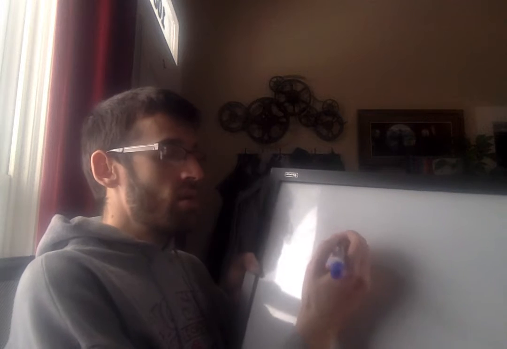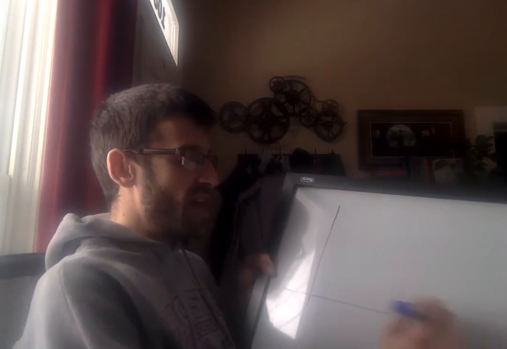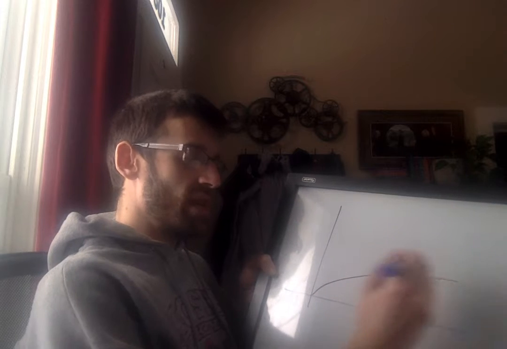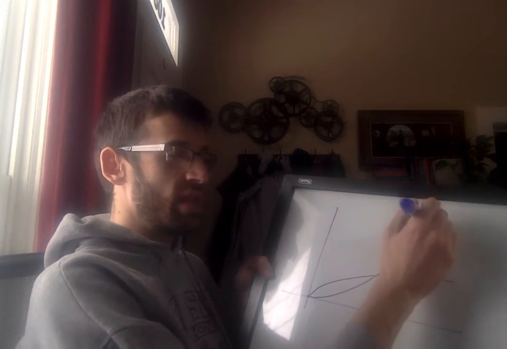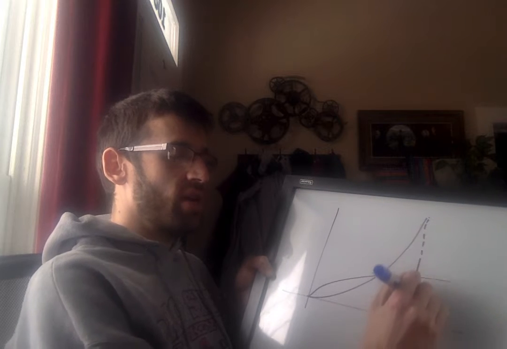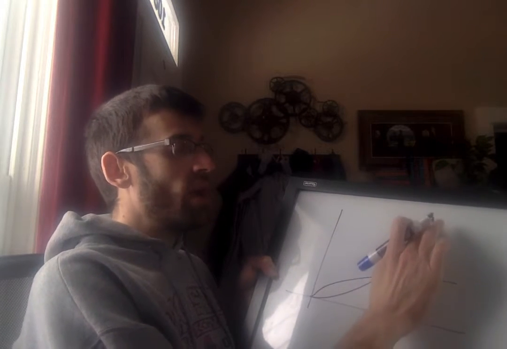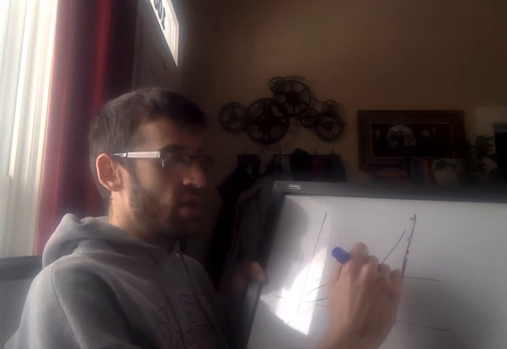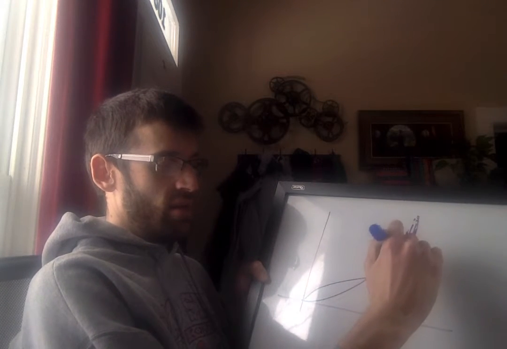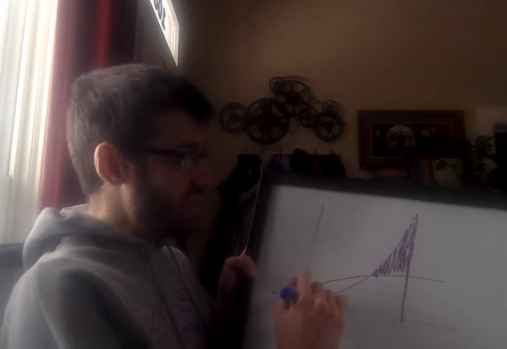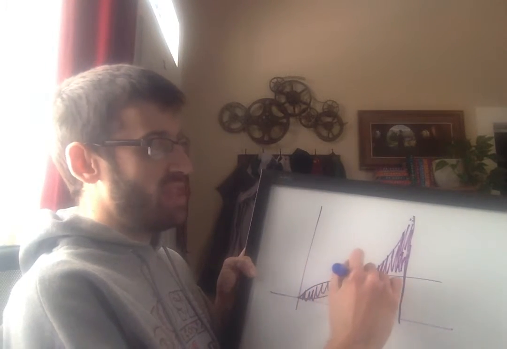The next one was an area function. Now I'm going to quickly graph this one out. This was x to the third, the square root of x, and x equals 3. If I graph that out, the square root of x is going to look like this. X to the third is going to look like this. And x equals 3 is going to be over here. Now, I accepted it if you found just this area, but what I actually wanted is for you to find this area as well.